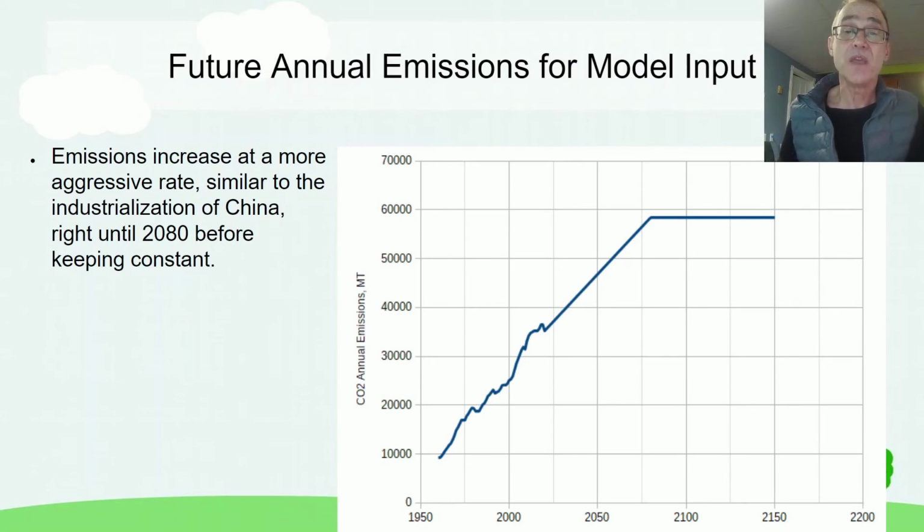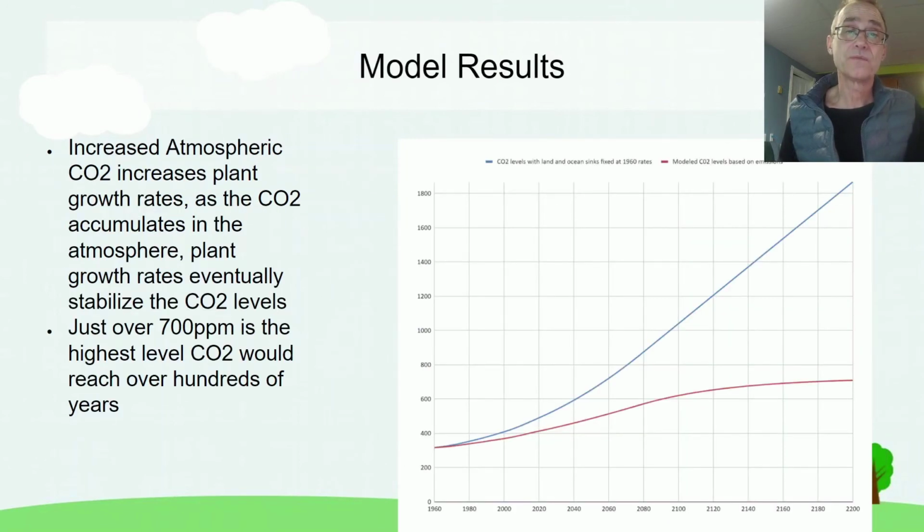Carbon dioxide emission rates would increase much faster than Statistica predicts, reaching 48,000 megatons by 2050 and continuing to rise at that rate until a peak of 59,000 megatons per year in 2080. And then I'm going to keep that level going forward. This is what it came out with. Even with the extremely high annual emissions, the atmospheric levels just reached 700 parts per million. And this is going all the way to the year 2200.